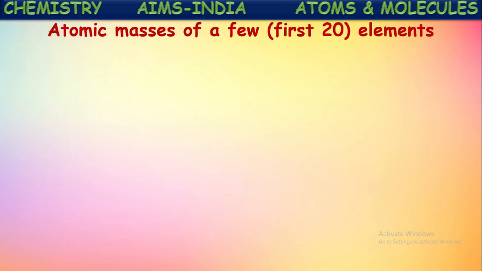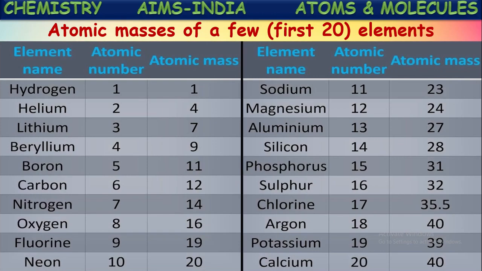Atomic masses of elements are shown here. For the first 20 elements, atomic masses are shown. So they are the atomic masses of different elements.